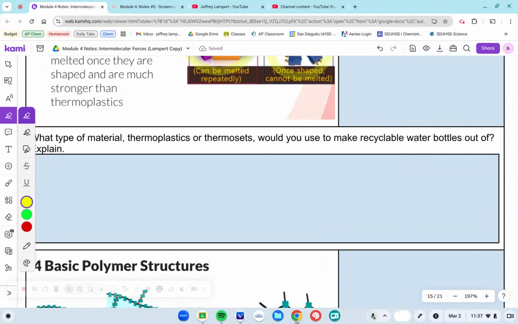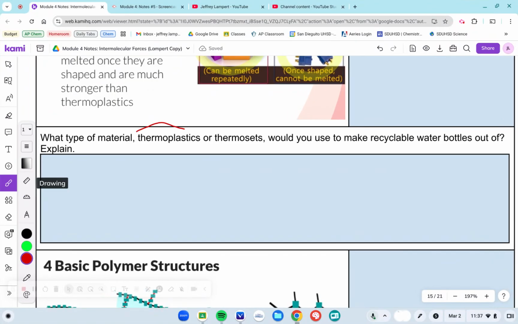Okay, let's go ahead and go through what our answer would be here. For this one, the best option would be thermoplastics. The reason thermoplastics would be better for recyclable water bottles is in order to be recyclable, we have to be able to reshape it somehow into something new, right? So I take a piece of plastic, I need to be able to somehow crush it up and then remake it into a new water bottle after that.